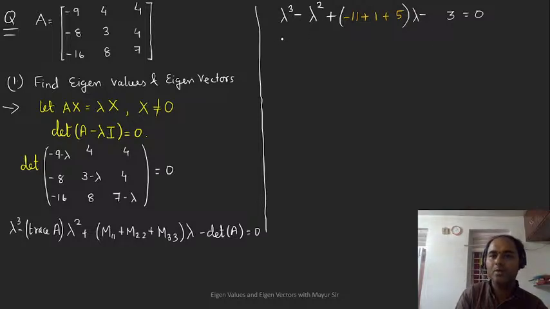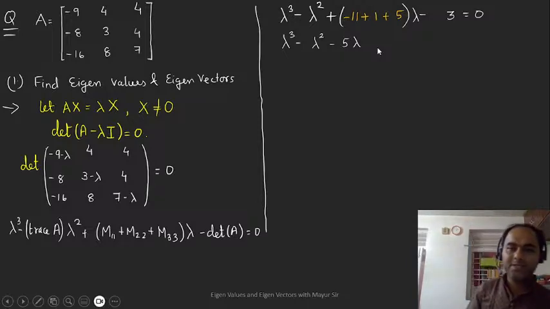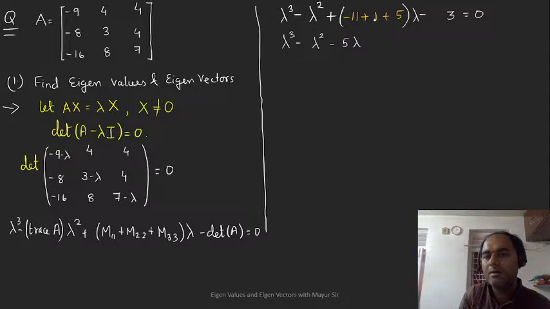Okay. So on simplification, lambda cube minus lambda square is equal to minus 5 lambda, right? So we are getting here the answer as 6, minus 11 plus 5, minus 6, minus 5 lambda and minus 3 equals to 0.